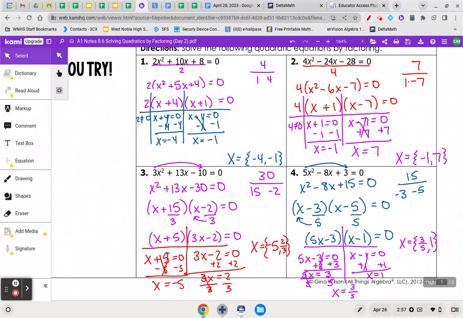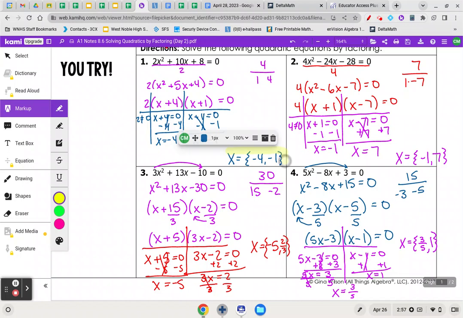Okay, hopefully you paused the video and you can now take a second to look through the work here. Check the answers. I'll go ahead and highlight them really quick. See if you got the same solutions to your quadratics that I did.